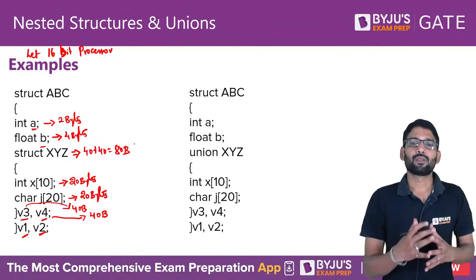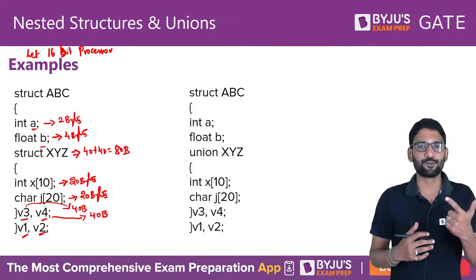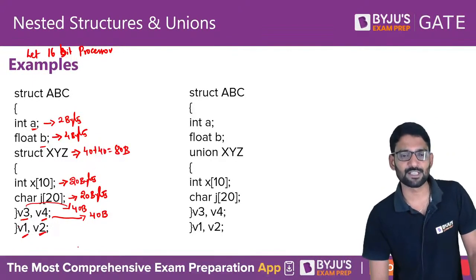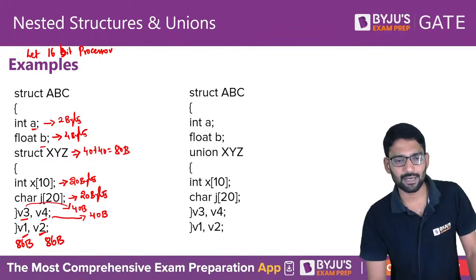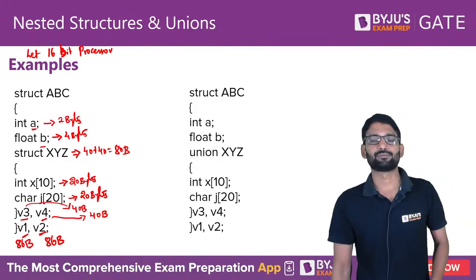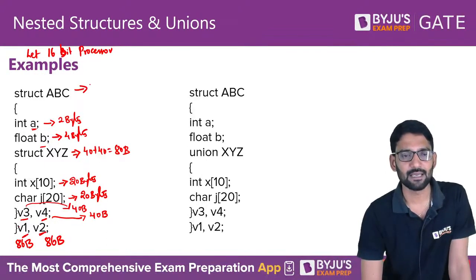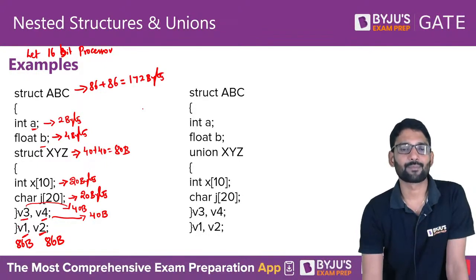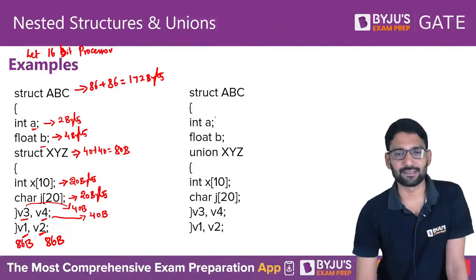So now 3 members in the ABC structure. One is int A, other is float B, other is struct XYZ. So sum of all, that is 2 plus 4, 6 plus 80, 86 bytes for V1, 86 bytes for V2. Now what is the structure ABC size means? I can say 86 plus 86, that is 172 bytes. Got it? Now you take the other example.